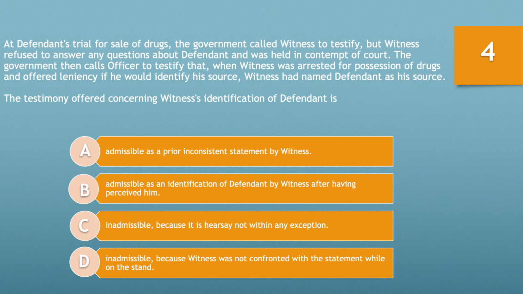The testimony offered concerning witness's identification of defendant is A, admissible as a prior inconsistent statement by the witness, B, admissible as an identification of defendant by witness after having perceived him, C, inadmissible because it is hearsay, not within any exception, or D, inadmissible because witness was not confronted with the statement while on the stand. Take a few seconds and choose the best answer now.